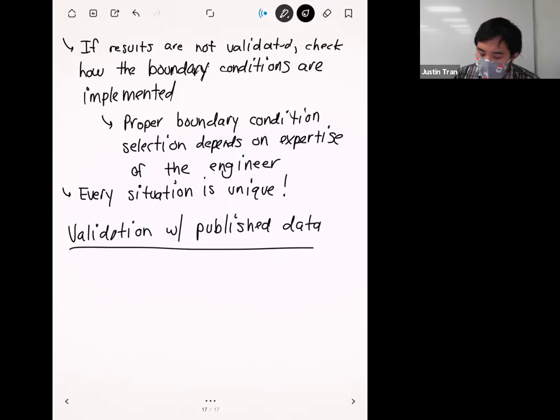One way that you can perform validation without doing an explicit experiment is to compare your results to data that's been published elsewhere. In the scientific literature, people have done tons and tons of experiments over time. And so if you can simulate the exact same situation as someone else has already reported, and you can recreate their data, then that's another good way that you can perform validation.